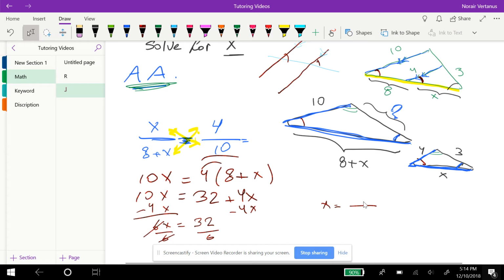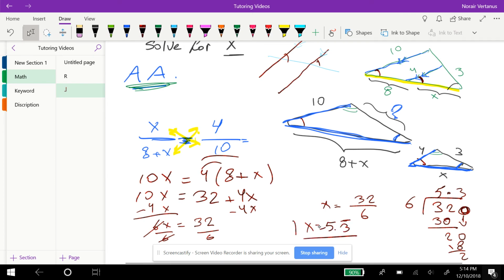And if you divide it, 32 divided by 6: 6 times 5 is 30, remainder is 2. You can put a decimal point and drop down a 0. How many 6s in 20? 3 times 6 is 18. It's going to continue 2, 0, 0, 0, and you keep having a remainder of 2. So basically 5.33. X equals 5.3 bar, because that repeats.